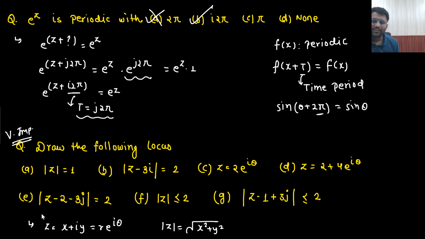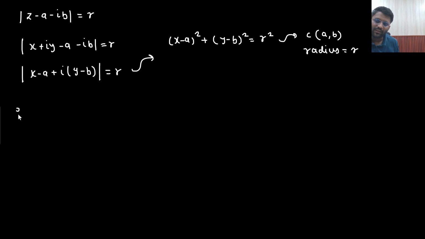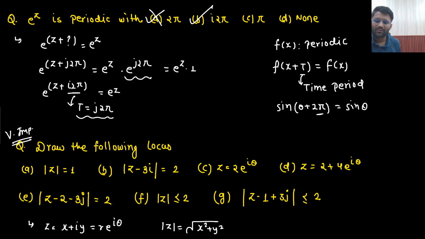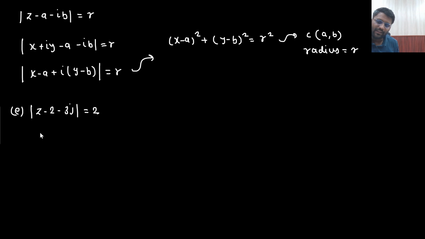So if I ask you about this, what will be your answer? Center will be, sir, 2, 3 and radius of 2. What about this? This will represent a disk. This will also represent a disk. So let's do the scenario. Mod of z minus 2 minus 3j would be equal to 2. Right? So what you can see, center is at 2, 3 and radius would be 2 only. This will be the circle that we will be getting.